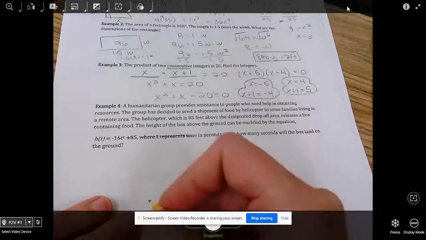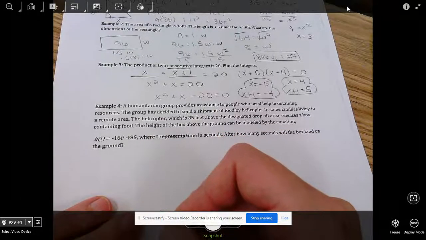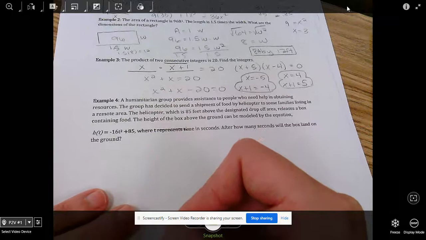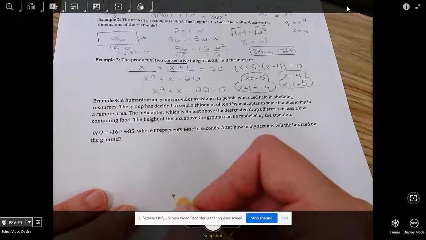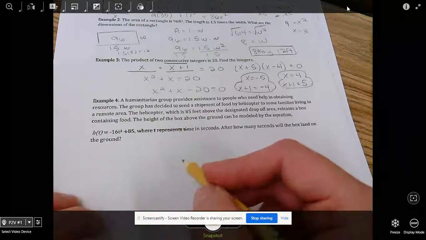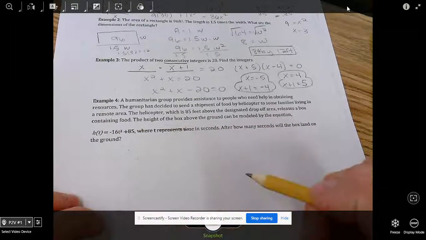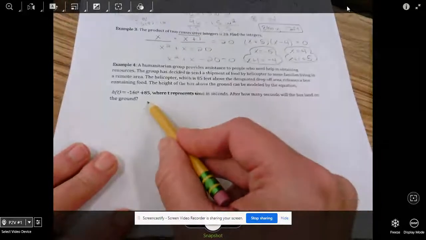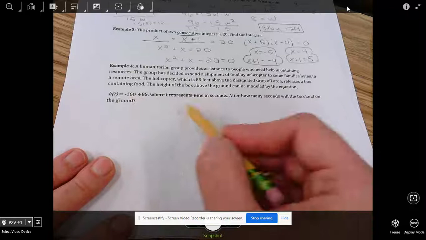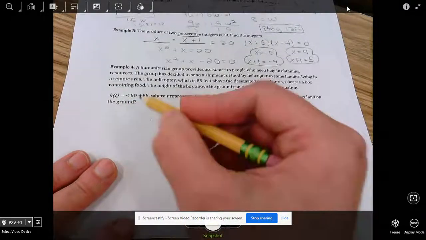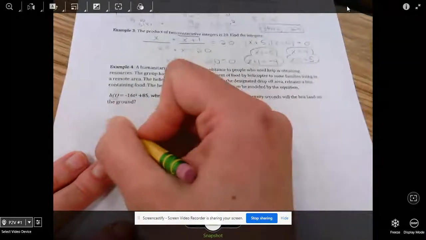A humanitarian group provides assistance to people who need help in obtaining resources. The group has decided to send a shipment of food by helicopter to some families living in remote areas. The helicopter, which is 80 feet above the designated drop, releases a box containing food. The height of the box then goes to the ground and can be modeled by this equation, where t is time in seconds and h is height. After how many seconds will the box land on the ground? Well, the height would be 0.